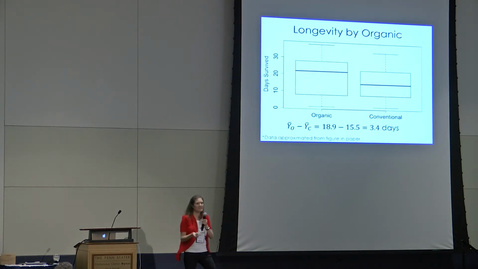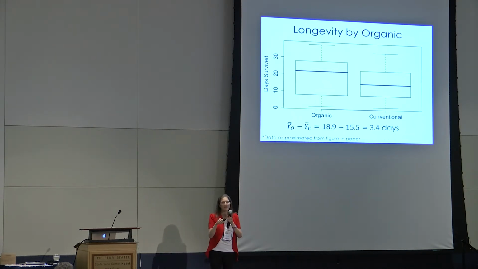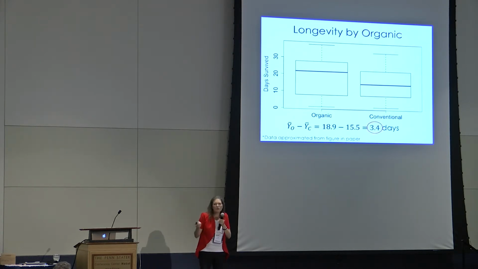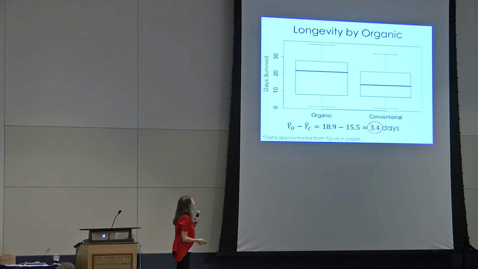So let's just jump to the data. This is longevity, the number of days survived, by whether or not the particular fruit fly was fed organic potatoes or conventional. The organic fruit flies lived about 3.5 days longer on average, which is actually quite a bit in the lifespan of a fruit fly, so it matters.